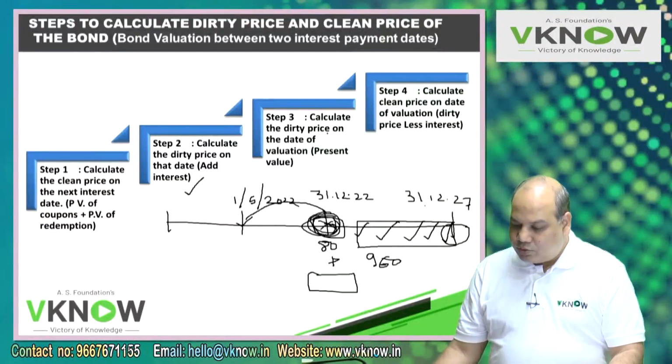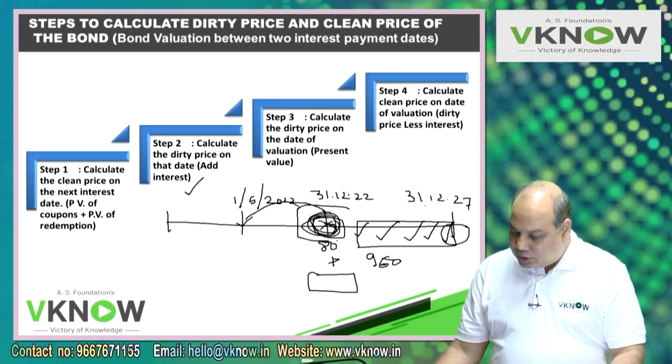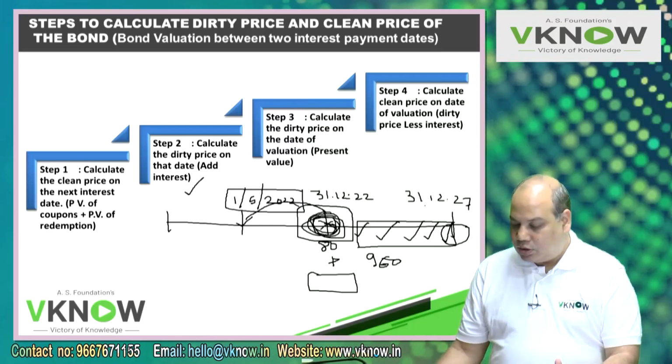Step 3. Calculate the dirty price on the date of valuation. You have got a value on 31/12/22. You have to pull it down to 1/5/22. That means this amount will be discounted. And the time for discounting will be count 1/5/22 to 31/12/22. So the time period will be 8 months in this example. So you will get the dirty price on 1/5/22.